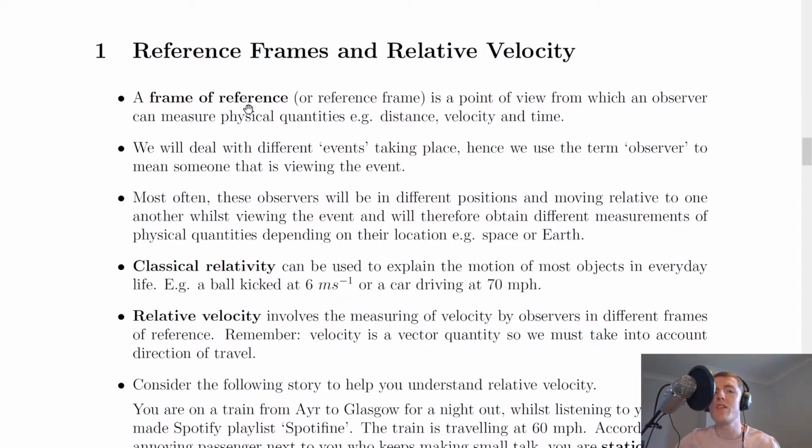It says here that a frame of reference, or reference frame, is a point of view from which an observer can measure physical quantities, for example distance, velocity and time. We will deal with different events taking place, hence we use the term observer to mean someone that is viewing the event. So both you and I would be an observer if we were viewing something taking place. And you and I would also have different frames of reference because we have different points of view viewing an event.